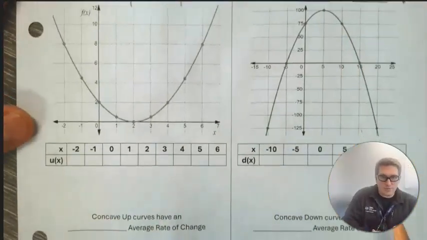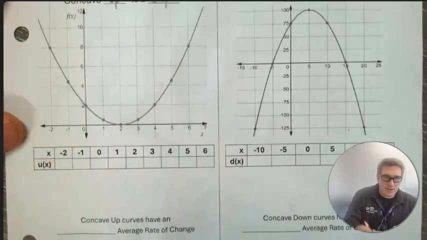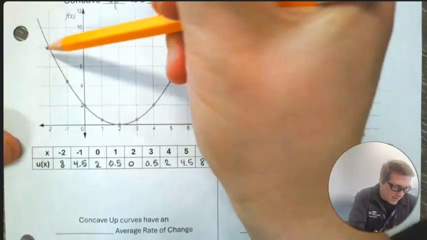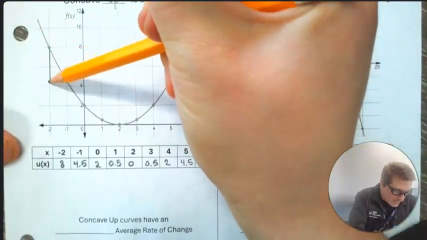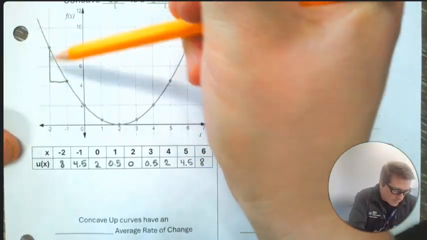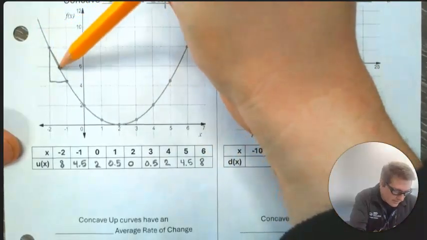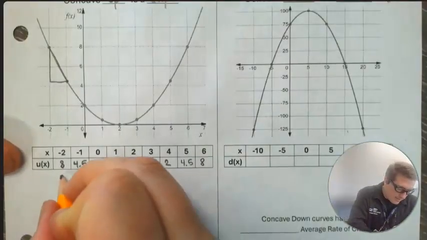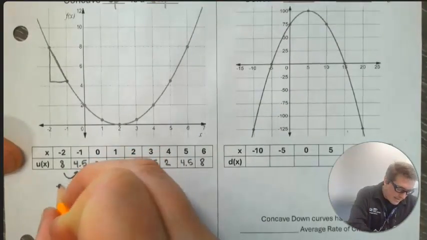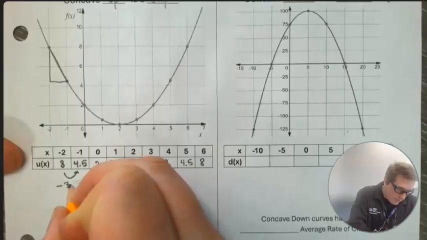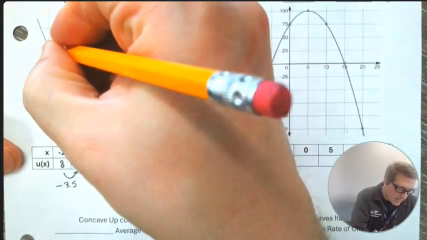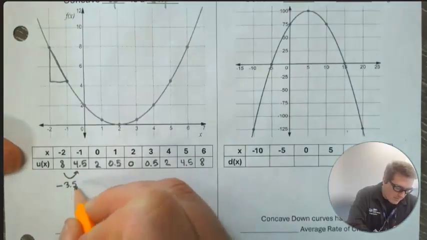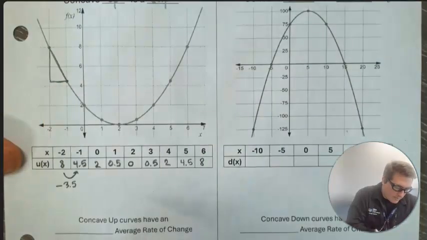So let's first fill out our tables with the data points. So what happens when I pick these 2 points to figure out the average rate of change? It's going down and across. So this secant line right here is going to have a negative average rate of change. And if I calculate it, it's going to be negative 3.5. And how do I know that? It dropped from 8 to 4.5, which is a drop of negative 3.5, and I'm dividing that by 1.